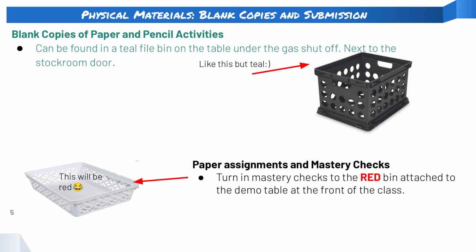Now for physical materials, so blank copies and assignment submissions. Blank copies of paper and pencil activities are in a teal bucket underneath the gas shutoff valve next to the stockroom door. You'll turn in any paper assignments and mastery checks into a red bin. That one's white, but it's the red bin, on the front white board table at the front of the class.